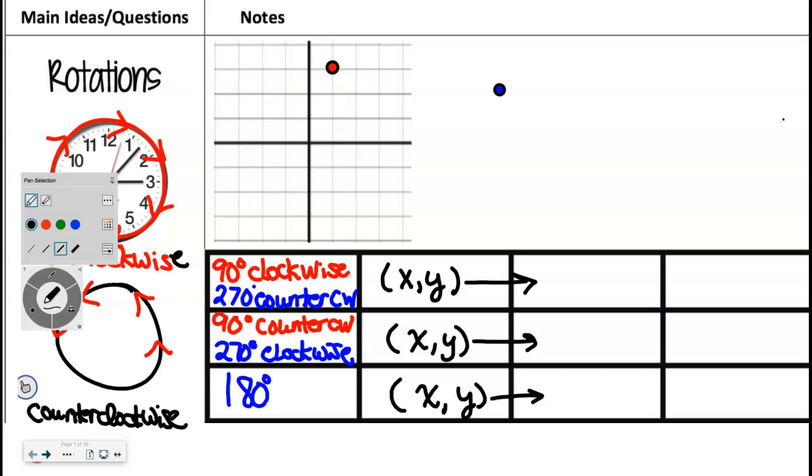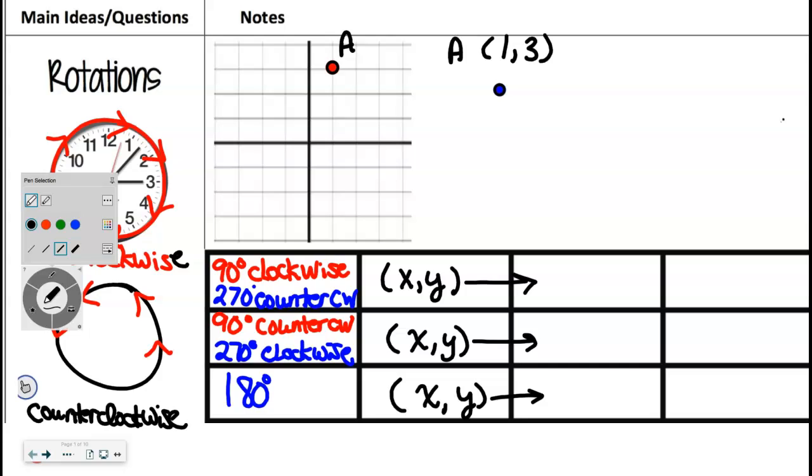I'll let you get those copied down. So right here, I want you guys to put a dot at 1 to the right and 3 up, and let's label it A. And let's over here write A is at 1, 3. So you guys go put a dot there. Mine's red.